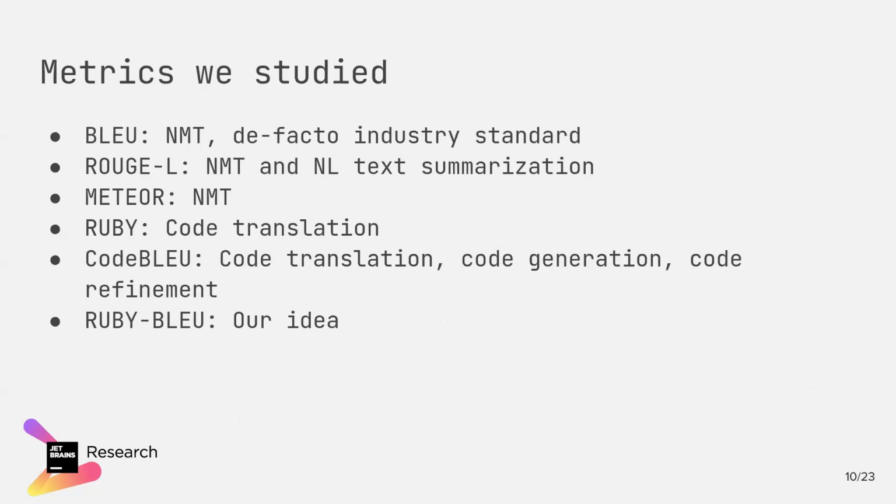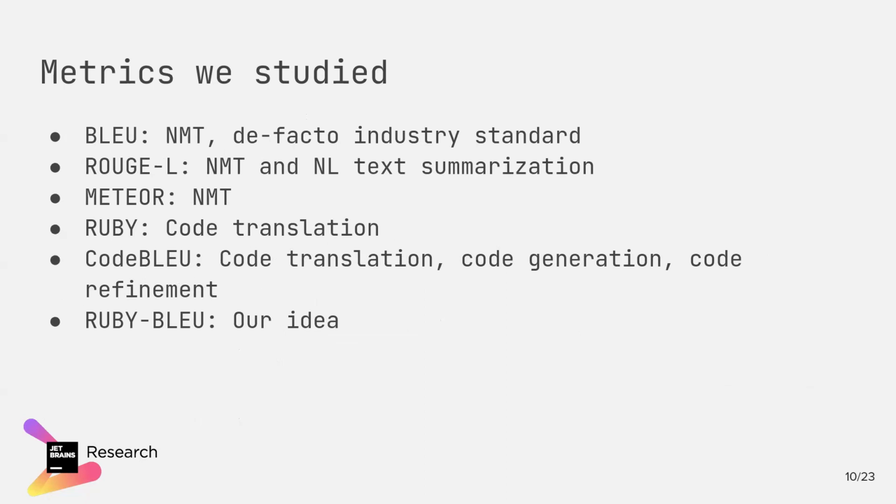Okay. So let us move on to the metrics discussion per se. In our study, we have considered 6 different metrics: BLEU, ROUGE-L, METEOR, Ruby, CodeBLEU, and BLEU. The first 3 metrics originate from the natural language processing domain, and they are the metrics that are used to measure the quality of code generation models.